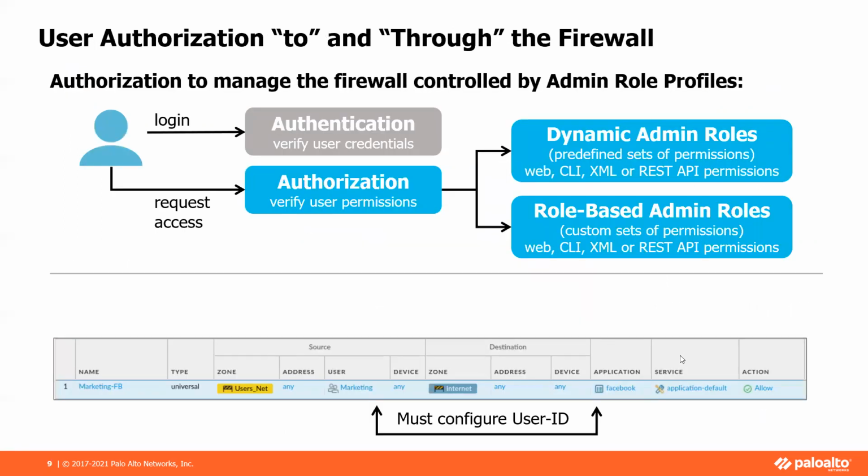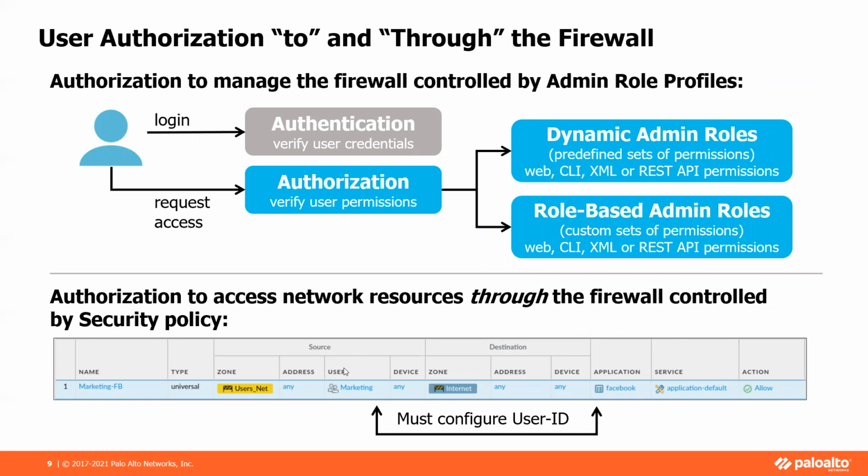User authentication to and through the firewall, they're basically reiterating the same thing. The only difference here, as you can see down below, is that we have to configure user IDs, and we'll talk about user IDs a little later when we talk about different ways to filter within a Palo Alto firewall. But it's handy if you match this up from the very beginning. So authentication to access network resources through the firewall can also be set by a security policy, such as this one down here. If the user is part of the marketing group, they would be allowed access to Facebook.